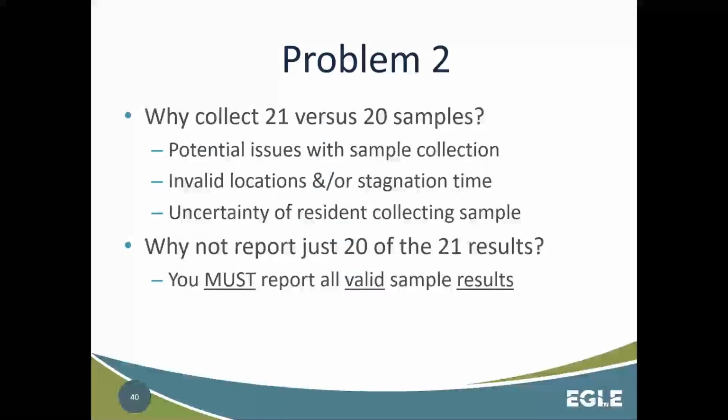So why collect 21 versus 20 samples? Well, maybe there's potential issues with sample collection, invalid location or stagnation issues, uncertainty of the resident collecting the sample, whether that's time or whatever else, or just the sample in general. So we always want to make sure that if there's issues, we take another one so we can exclude that or deal with that in the proper ways without causing more issues by not doing an additional sample. Why would you report 21 samples instead of just your 20, even though you're required to do 20? Well, you must report all valid sample results. Okay, so make sure you're turning your results into Eagle.